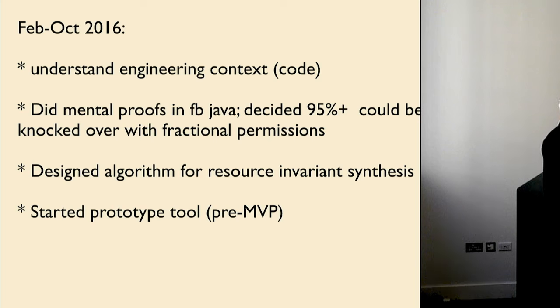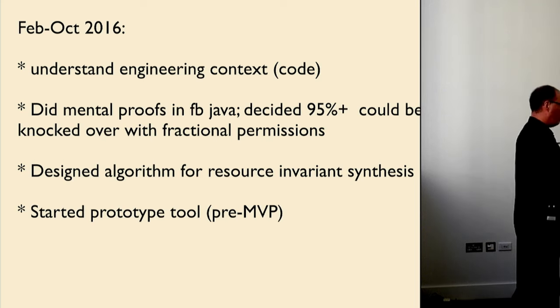The other 5% was very fine-grained concurrency. And I thought, I'll get to that later, right? I want to get that 95%. That'll get me to my hundreds and hundreds of thousands of lines of code. And I started writing a prototype.